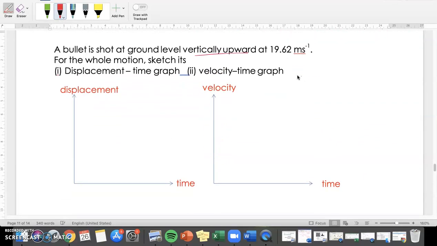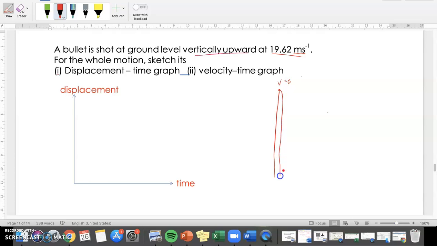Okay, next question. A bullet is shot at ground level vertically upward at 19.62. Two pieces of information here. For the whole motion, sketch its displacement. So if we were to imagine how this bullet looks in the real world, it would go up, right? It would go up and reach a point where its velocity becomes 0. And then it has to go down, right? Because that is what happens when something goes up.